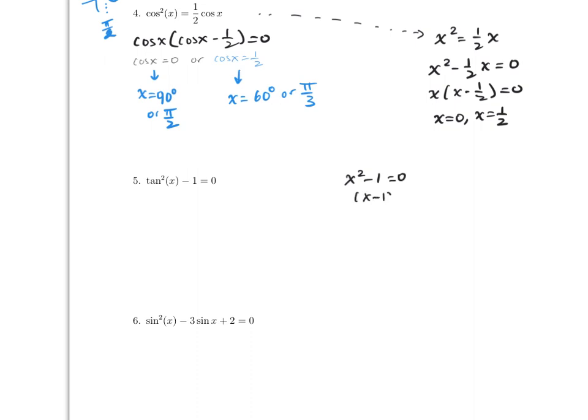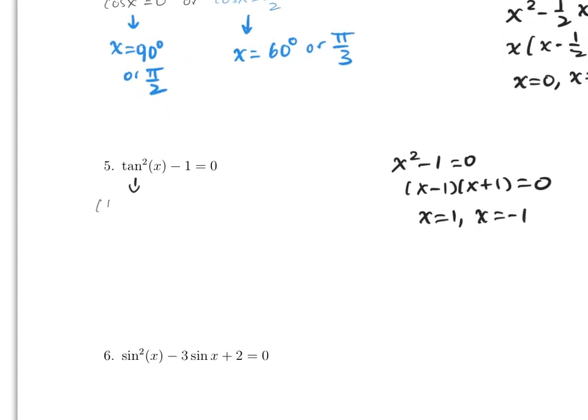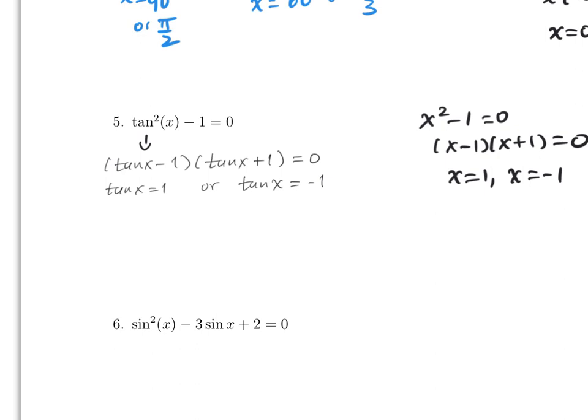Factor this as x minus 1, x plus 1, and then the solution is either 1 or negative 1. So here, if you factor, this will be tangent x minus 1 times tangent x plus 1 equals 0. This means tangent of x equals 1 or tangent of x equals negative 1.